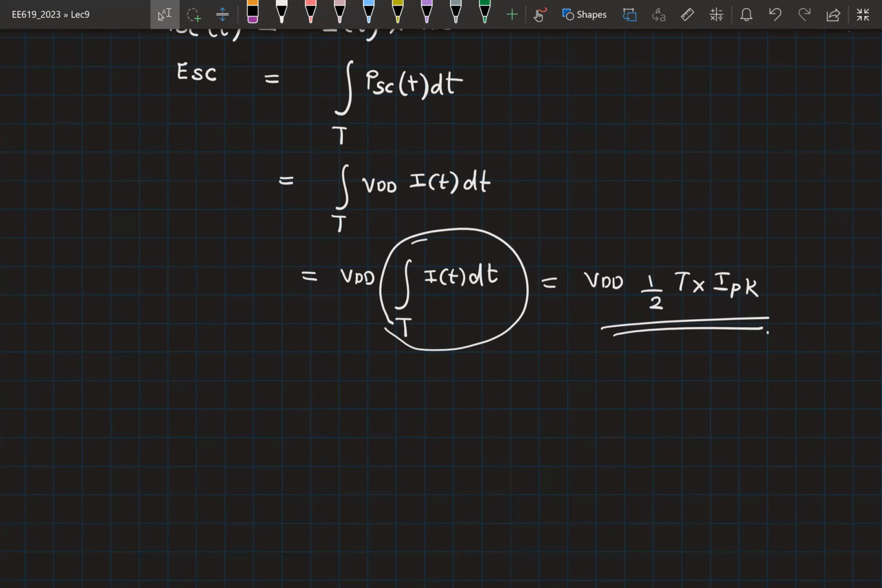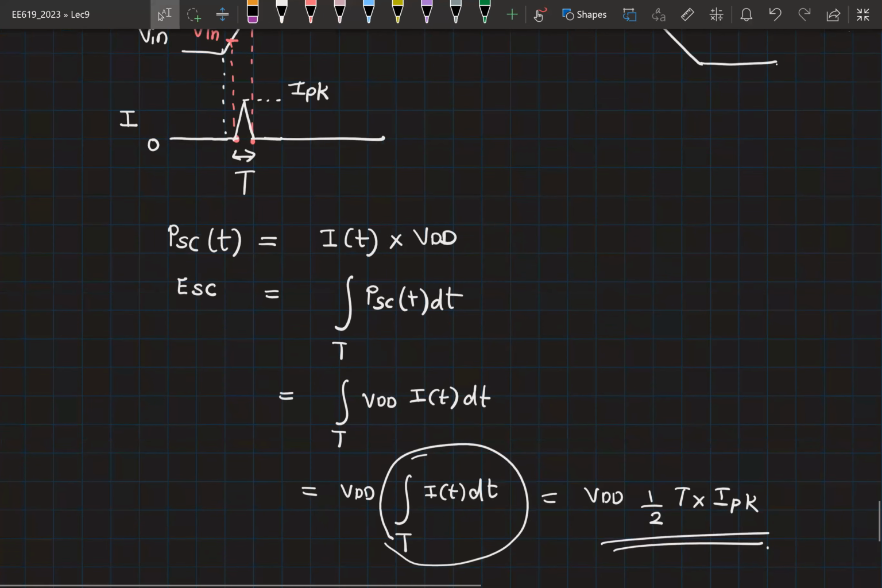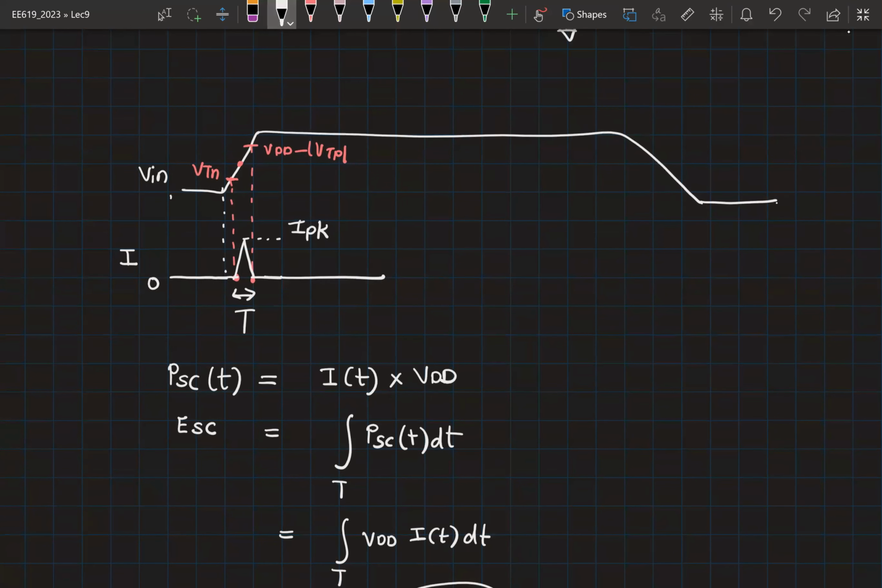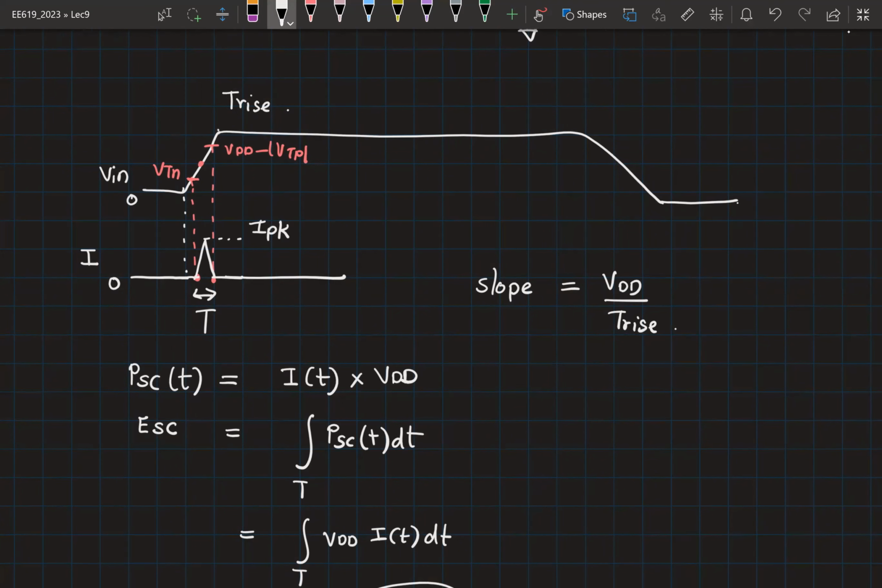So now let's say I have given you the slope of this wave. Let's say the total time taken for you to go from Vin equal to zero to Vin equal to VDD is given by some T rise, which means the slope of that rising edge is equal to VDD by T rise. Can you replace T in terms of VDD and T rise? You have to replace this parameter T in terms of VDD, T rise, VTN, VTP, etc. So this is VDD minus VTN minus mod VTP by T is equal to this expression. So quickly give me an expression for T.